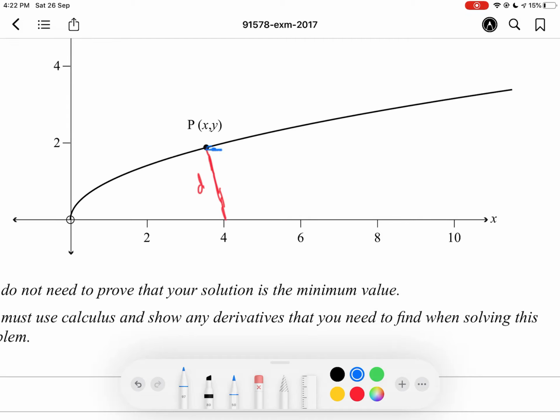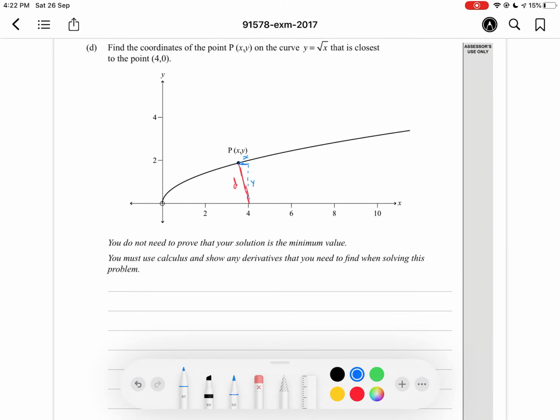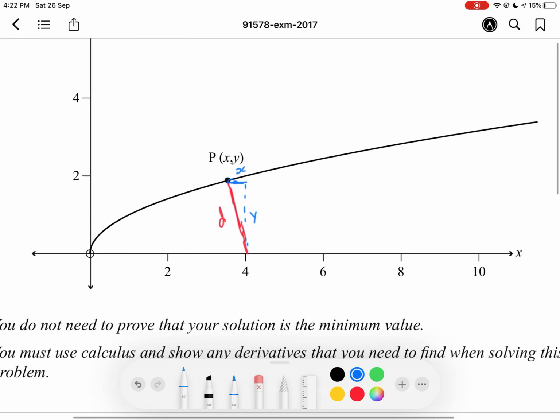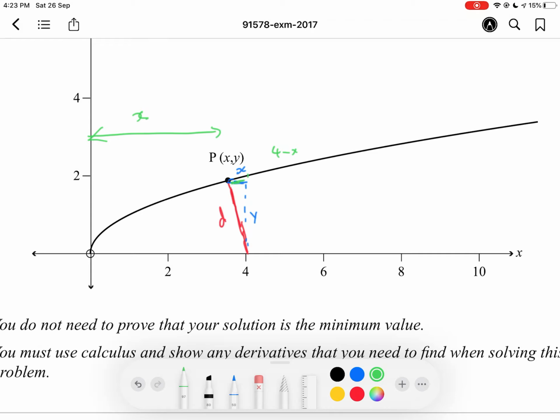And we'll say that this here will be some x value, so we don't know what x is, but that's some x value, and this is some y value. We know that the y value is found by substituting that x value into the equation y equals the square root of x. From this point to point P, we can call it x, and therefore this little blue length here would be equal to 4 minus x. So that's a small distance equal to 4 minus x, and we know that y is equal to the square root of x, because that's our y point on the curve.